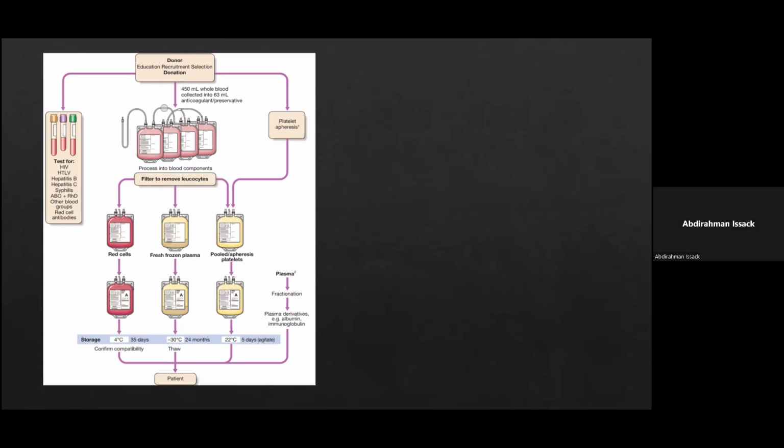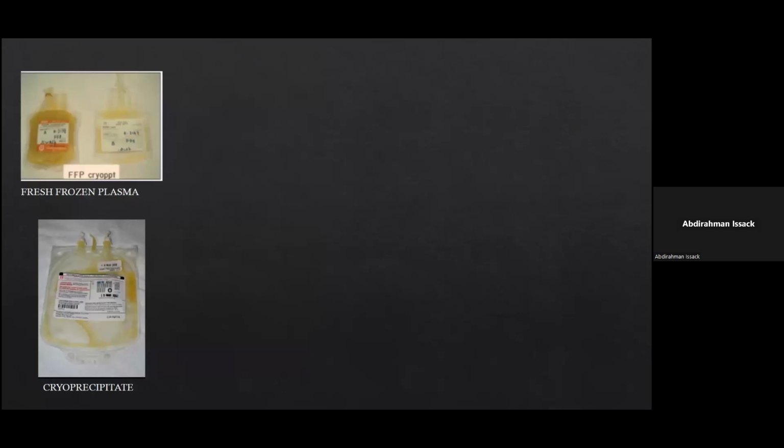Okay, before going on, I want us to be very interactive to get maximum importance out of it. The first component we will look at is the fresh frozen plasma. Can anyone unmute and tell us about the uses and what they entail?